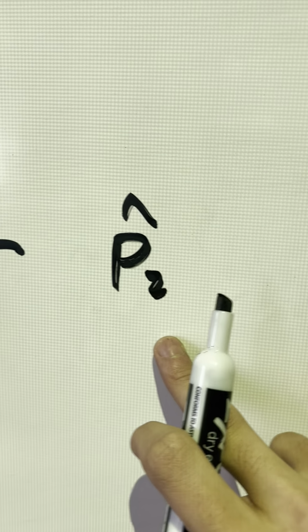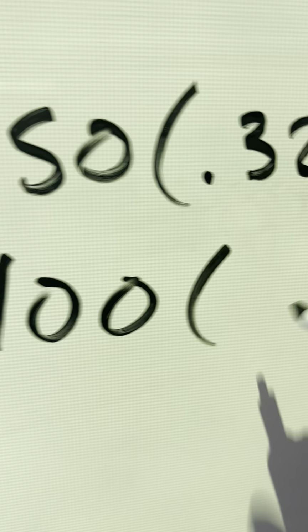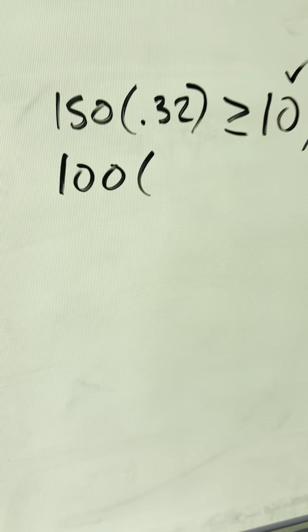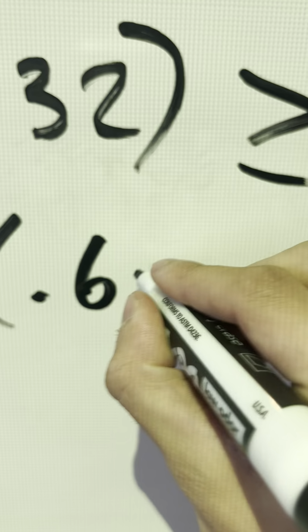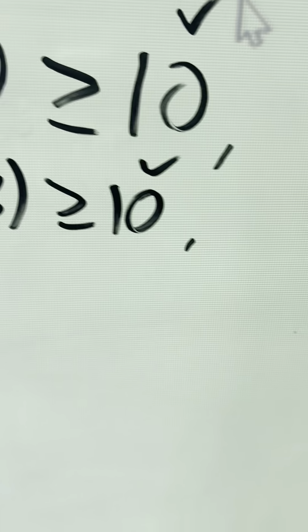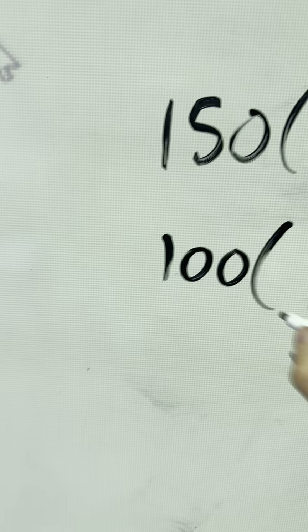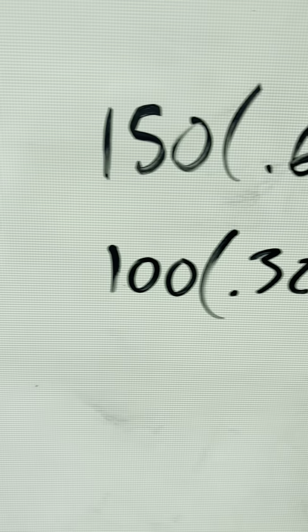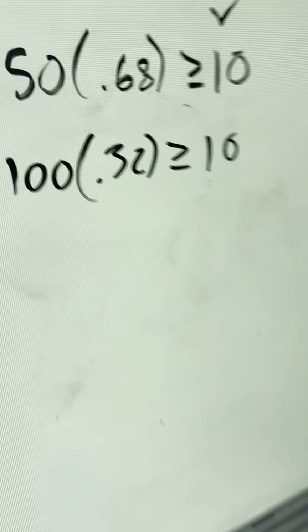Now we're going to look at proportion 2. So we're going to be doing 100, and then we're going to be multiplying by 0.68. So times 0.68, right? I do believe that is greater than 10, so we'll put a little check mark for it. And then we've got 100 times 0.32. So that's also going to be greater than or equal to 10.